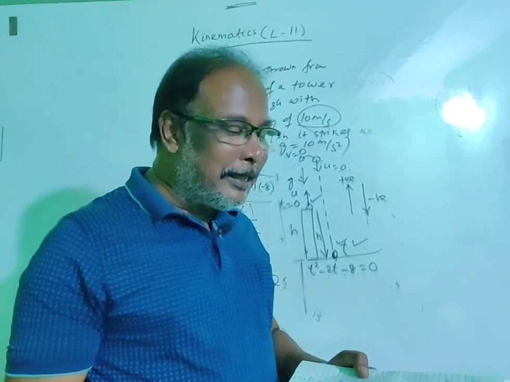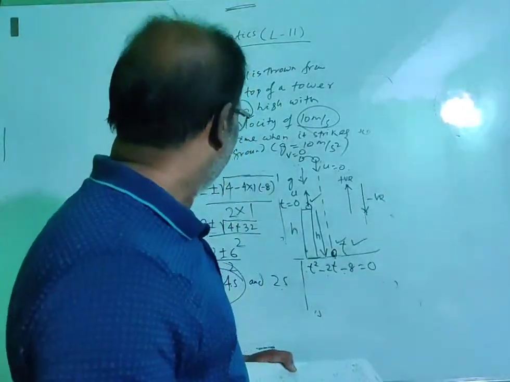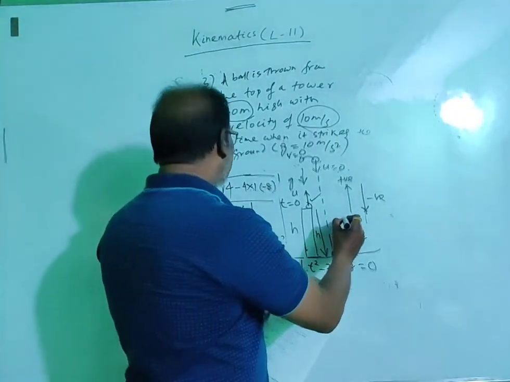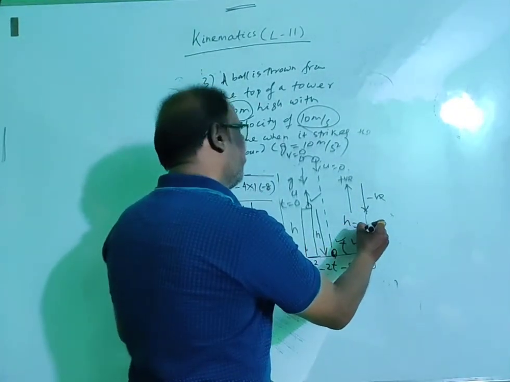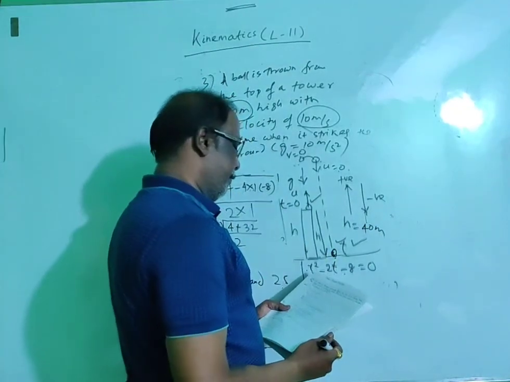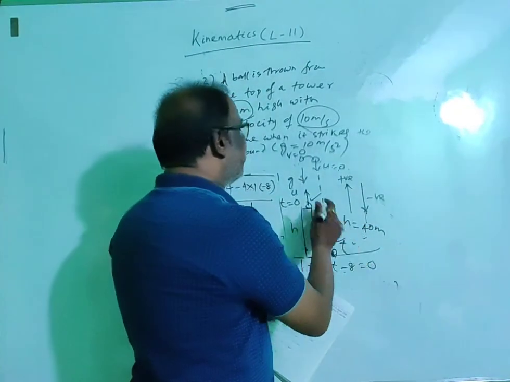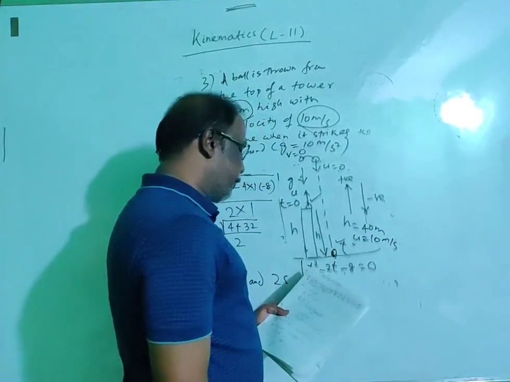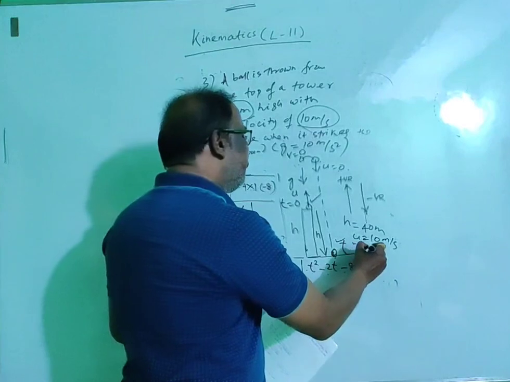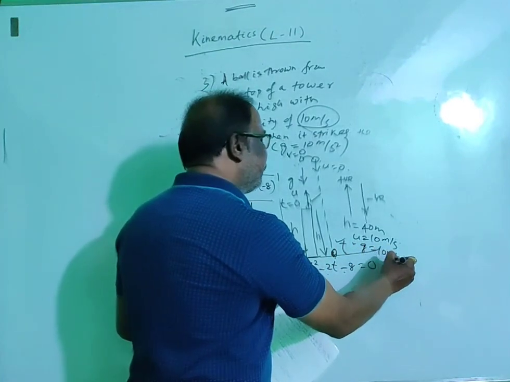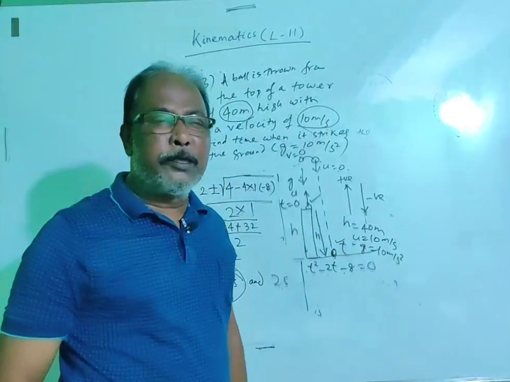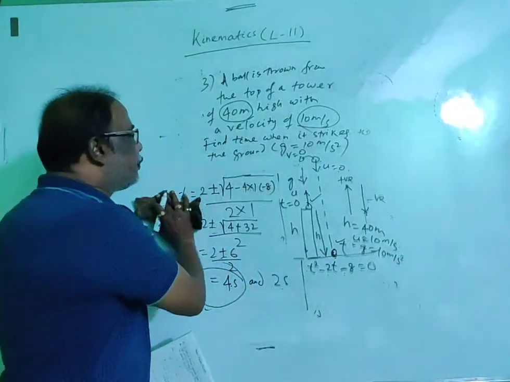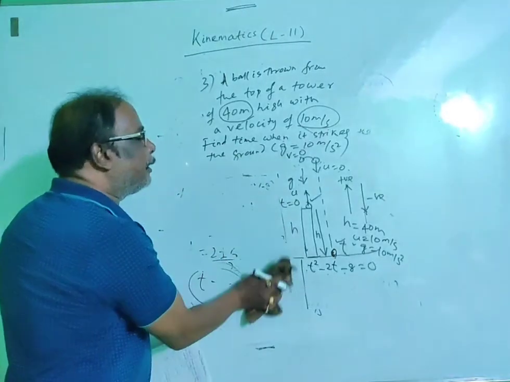Because this is a similar question for time. Only the changes are: height is 40 meter, with a velocity, means u is 10 meter per second, then g is given 10 meter per second square. Then again you use the same type of concept. Initial direction is positive and opposite to initial direction is negative.